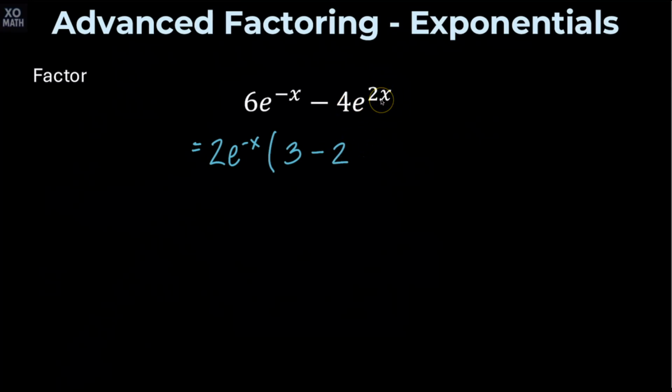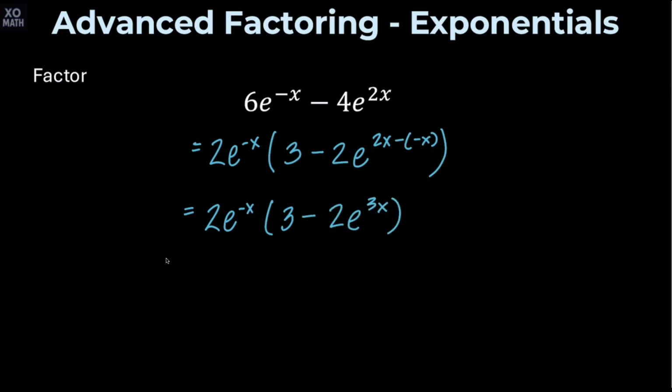But what's going to be left from here? So if I take out negative x, remember what we have to do is we have to subtract that quantity. So what's going to happen is I'm going to have e to the 2x minus negative x. So when I have minus a negative, that becomes plus x. So this is actually going to end up being a 3x. So what we're going to have is 2e to the negative x times the quantity 3 minus 2e to the 3x.